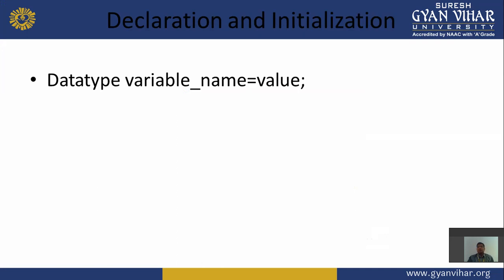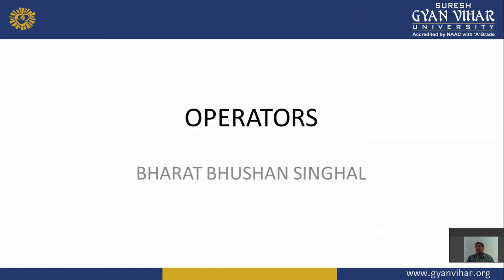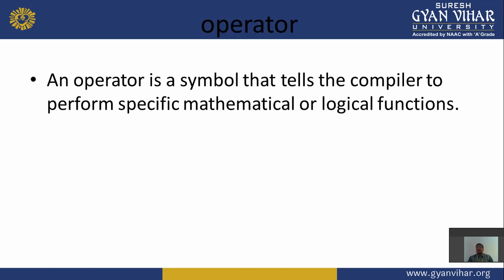Okay, word type, declaration, I explained it. Now next topic is operators. What is an operator? An operator is a symbol, only a symbol, that tells the compiler to perform a specific mathematical or logical function. Like when we perform addition, we use the plus symbol. When we perform division, we use the divide symbol. When we perform multiplication, we use the into symbol.